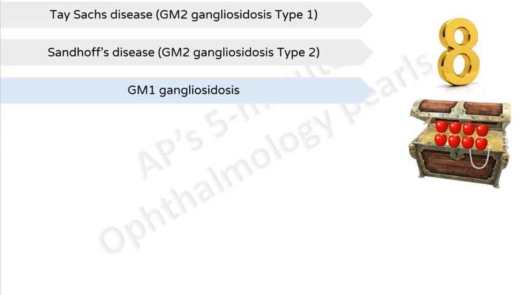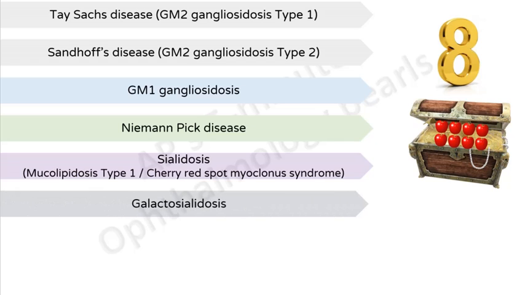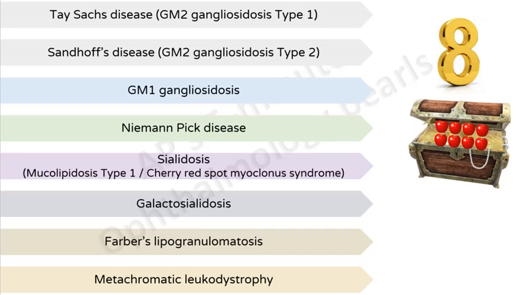GM1 gangliosidosis, Niemann-Pick disease, sialidosis, also referred to as mucolipidosis type 1 or cherry red spot myoclonus syndrome, galactosialidosis, also called Goldberg-Cottlier syndrome, Farber's lipogranulomatosis, and metachromatic leukodystrophy. I have not included Gaucher's disease here because the presence of a cherry red spot in Gaucher's disease is questionable.